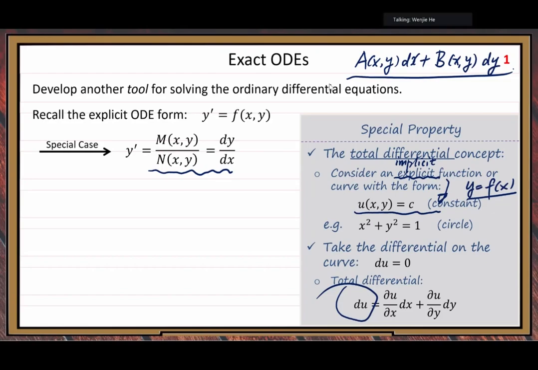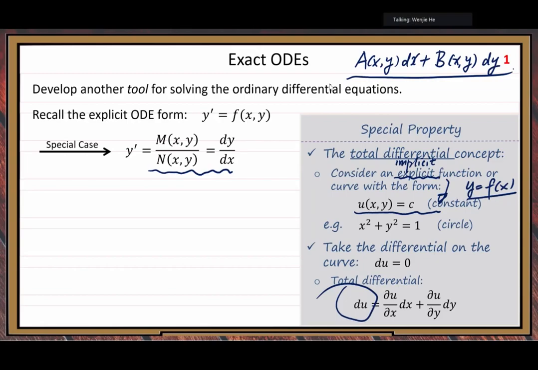If you are very lucky, if some special condition is satisfied, then you can find an appropriate u so that du equals that one. If you can find an appropriate u such that du equals that, we call that differential the total differential. If you cannot find such u, we cannot call it a total differential.